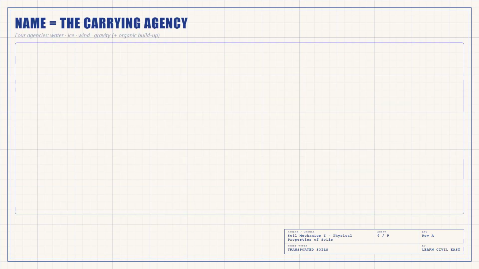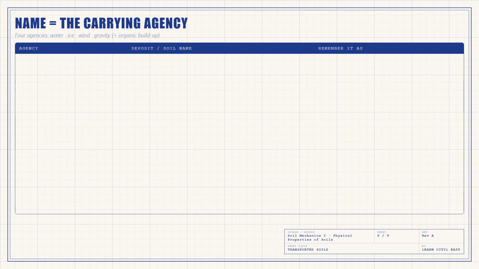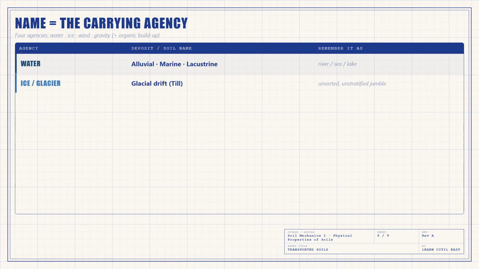Transported soils are named after the agency that carried them. There are four agencies: water, ice, wind, and gravity. Water gives us alluvial, marine, and lacustrine soils. A glacier gives glacial drift, also called till, an unsorted, unstratified jumble. Wind gives aeolian deposits, and the most important one is loess, which is wind-blown silt.